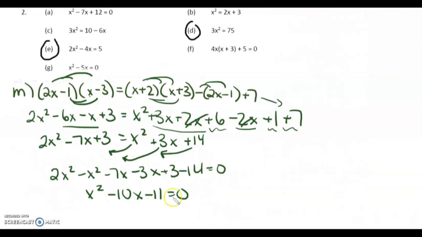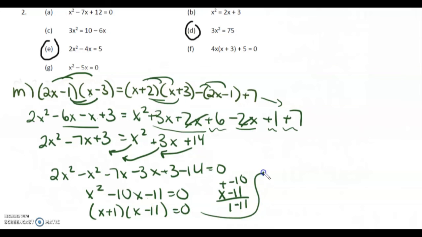Okay, so now I have a trinomial. Everything's on one side and it equals 0. So my question is, what two numbers multiply to negative 11 and add to negative 10? Just 1 and 11. And the 11 has to be negative. x plus 1, x minus 11. So my x values are negative 1 and positive 11. Okay, so essentially expand, collect like terms, and then solve.